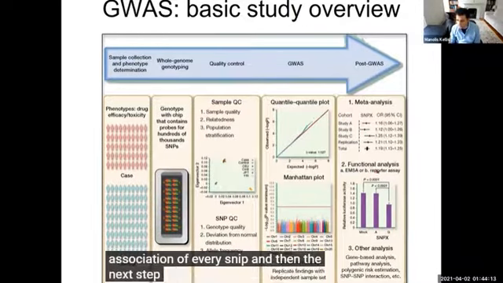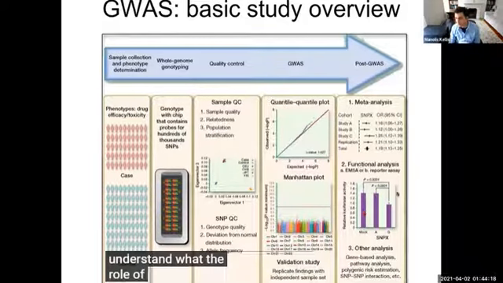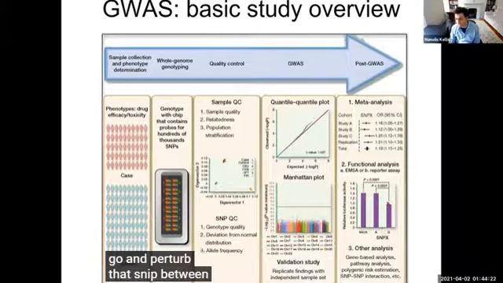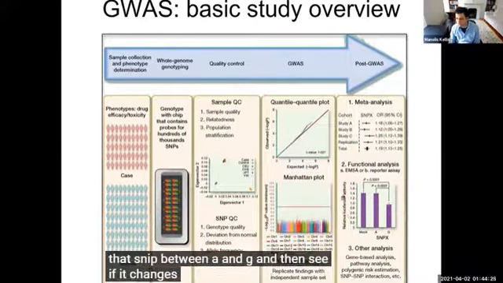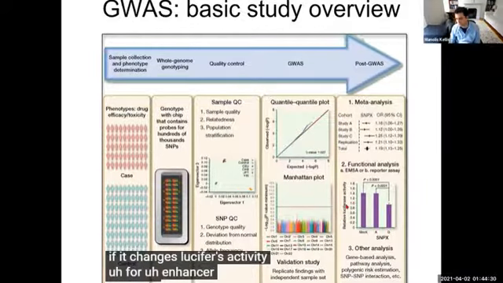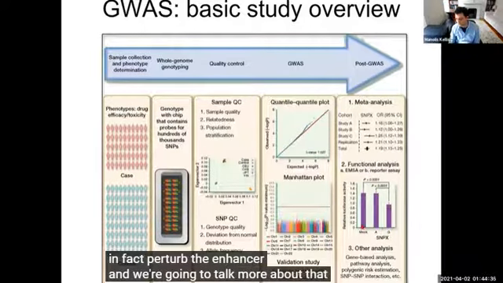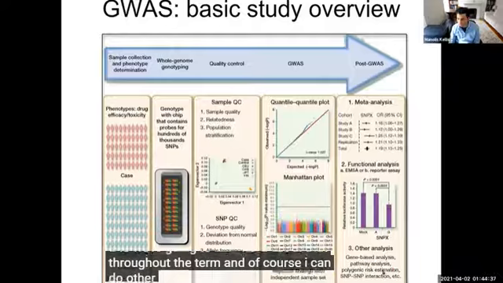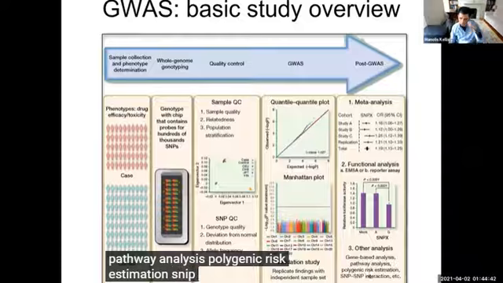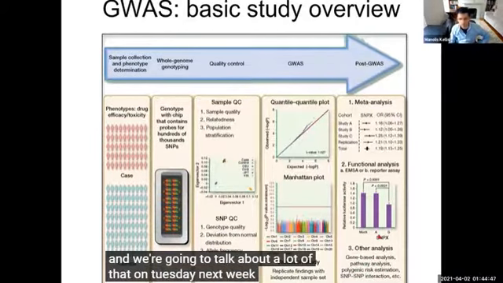And then the next step is how do we do functional analysis to understand what the role of these SNPs is. For example, I can go and perturb that SNP between A and G and then see if it changes luciferase activity for an enhancer, basically measuring whether that SNP in fact perturbed the enhancer. And we're going to talk more about that throughout the term. And of course, I can do other analysis. I can look for gene-based analysis, pathway analysis, polygenic risk estimation, SNP-SNP interactions. And we're going to talk about a lot of that on Tuesday next week.